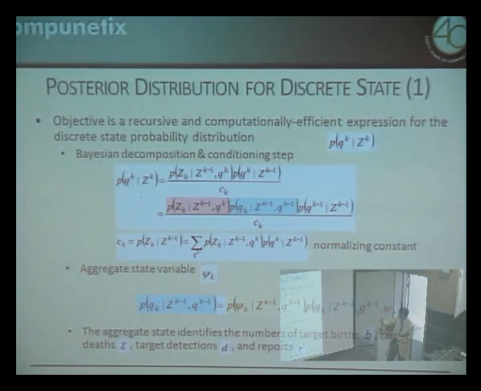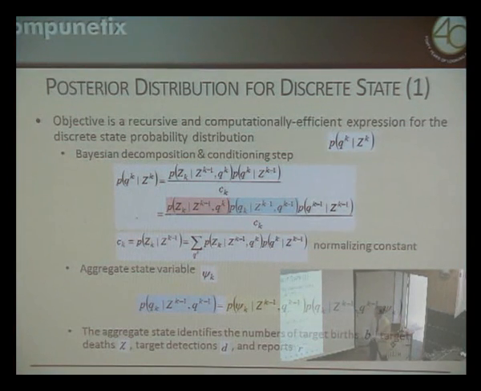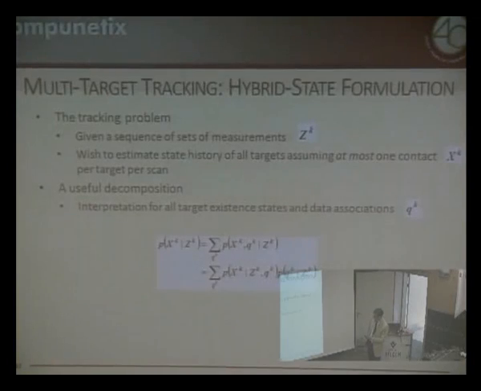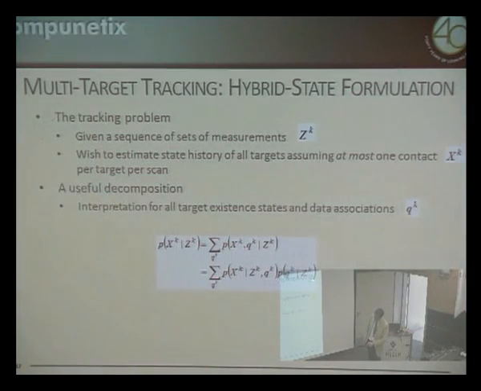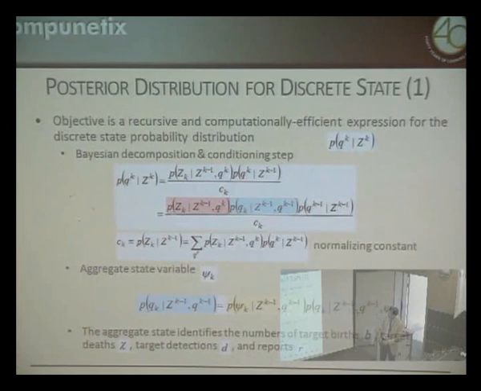And I'm not going to go through the details, but let me go back a slide. This is the key thing of interest. I want a distribution on the discrete explanation of the world given the data. And since I want to do this recursively over time, I need to be able to write probability of qk given Zk as a function of what I knew at the previous time step.